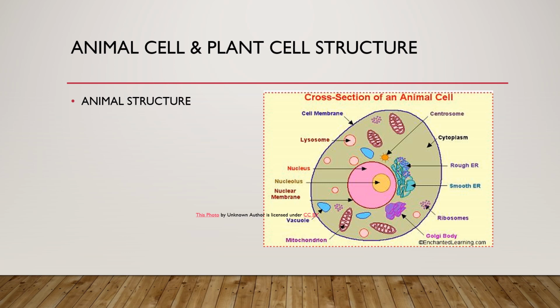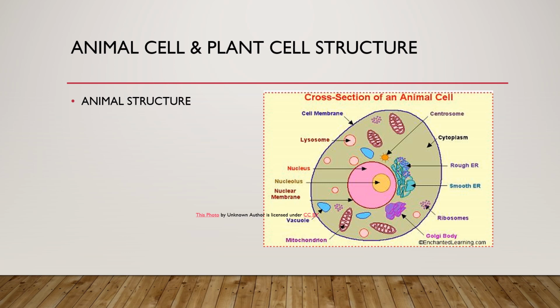As we can see, this is the animal cell structure and it has the labels. You have to know how to label the animal cell structure, and you also have to know the difference between the animal cell structure and the plant cell structure, and also the similarities between the animal cell and plant cell structure. Okay, let's look at the animal cell structure.